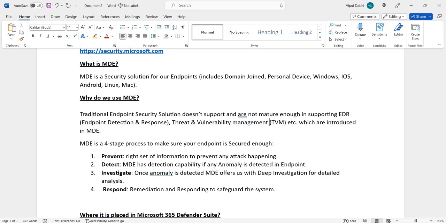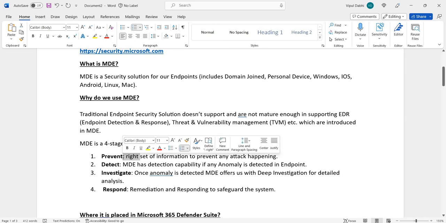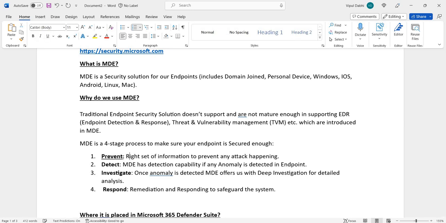So MDE is basically a four-stage process to make sure your endpoint is secured enough. The first thing is the prevention phase: using the right set of information to prevent any attack from happening. It always emphasizes preventing, which is like reducing the attack surface. Then detection: if something is not prevented, it has to be detected first. So MDE has a detection capability if any anomalous behavior is detected on the endpoint.